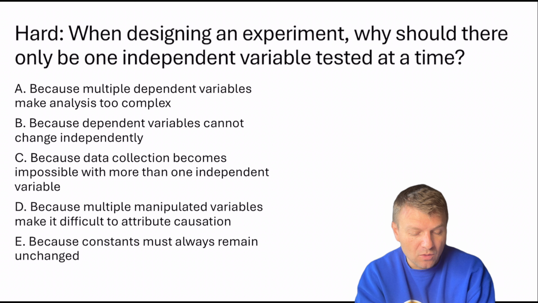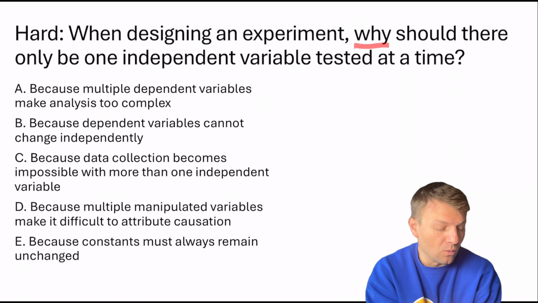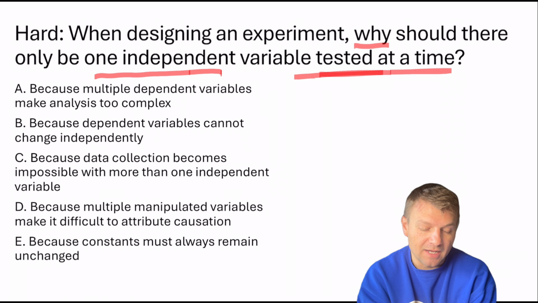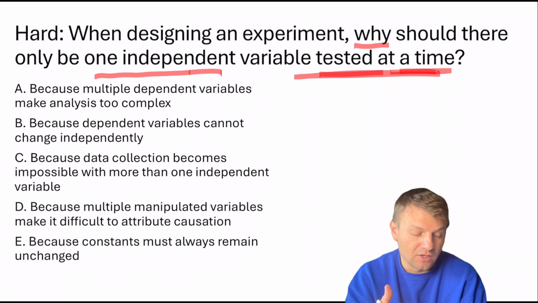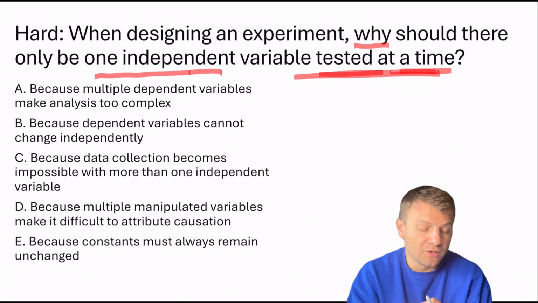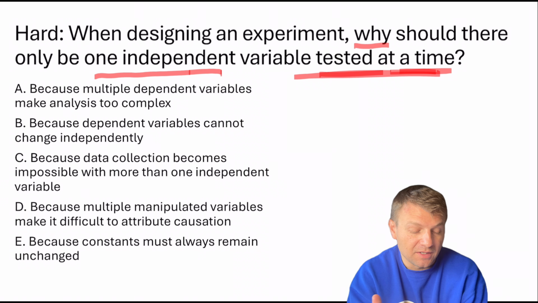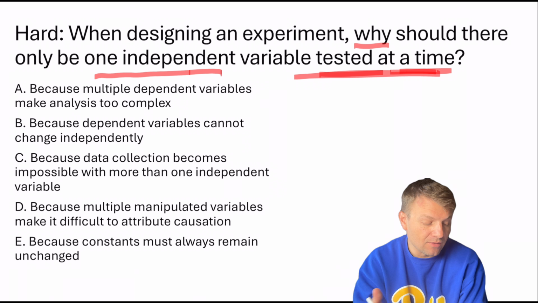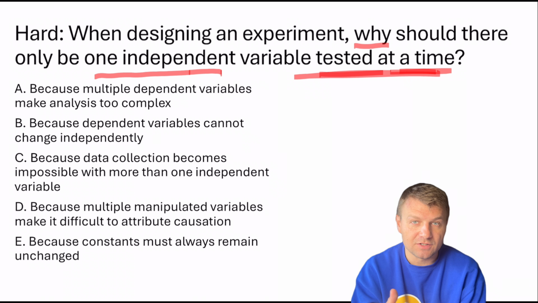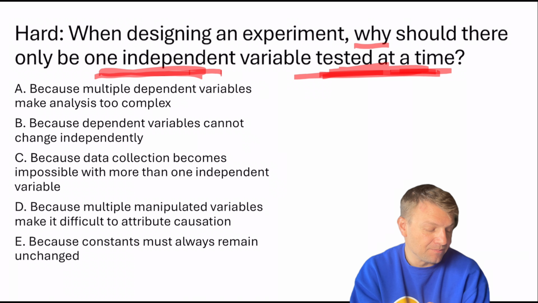When designing an experiment, why should there be only one independent variable tested at a time? If you look at this question, there's a lot more words in it, which is going to be confusing on its own. This question is also going to ask why something is. Not just can you recite a definition, it's looking at the deeper meanings behind what we're talking about. So let's go through these answers and figure out why there's only one variable tested at a time.